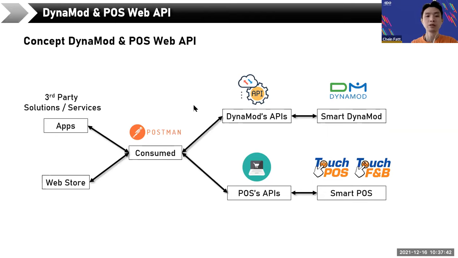From here, you can see the diagram is like this. If they want to get some of the info from our Dynamod, maybe the third party application is the web store. They will call the Dynamod web API, so they get the info and sync to the Dynamod or sync from the Dynamod. So this is the way they run. This is most of the concept of how to do that.